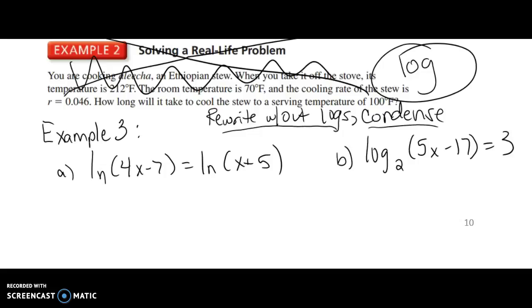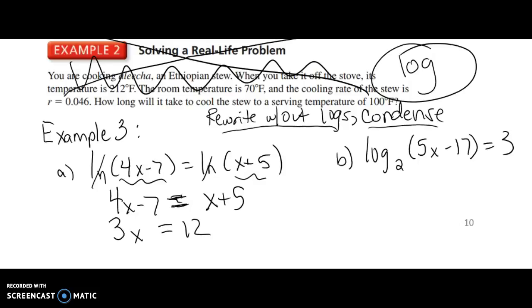Now for example 3a, we're taking an ln of both sides. So basically the ln's can cancel each other out because they're the same thing. So then these two insides must also be equal. So we have 4x minus 7 equals x plus 5. And then you can just solve like you would a normal algebra 1 equation. I can subtract the x over and add the 7 to the other side, then divide both sides by 3, and x will equal 4, and you can plug in and check.